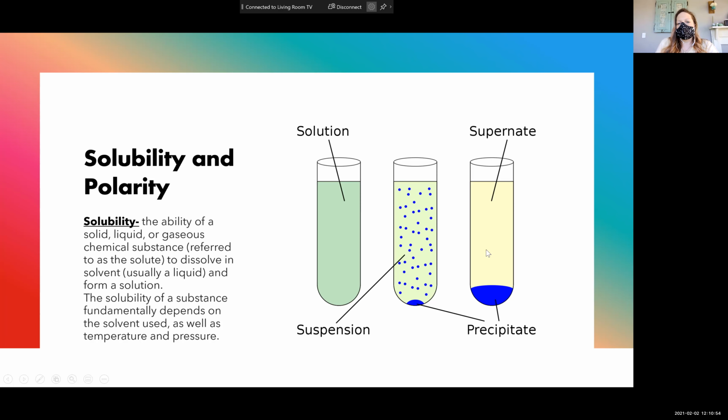So here's a graphic for you that gives you solution, suspension, and precipitate, which you guys know. But you also have supernatant, which is the part of the solution that the precipitate crashes out of. And they will call it that, crashing out of, which is kind of fun.